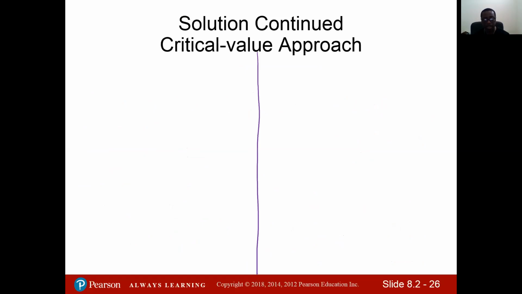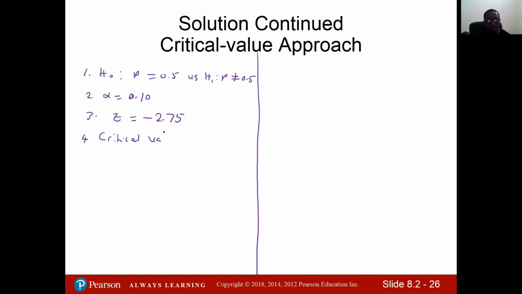All right. Then let's go to the last one, the critical value approach. The first 3 steps will be the same. So step 1, H0: p is equal to 0.5 versus the alternative, p is not equal to 0.5. Step 2, my alpha is the same, 0.10. Step 3, we calculated the z statistic, which is negative 2.75. So step 4, I want to find a critical value.